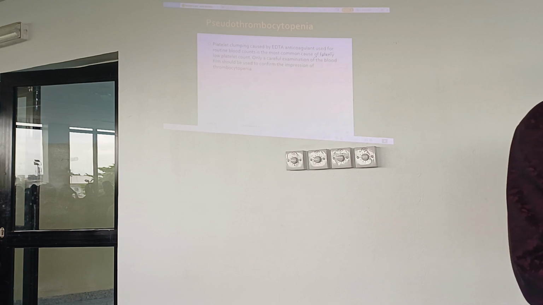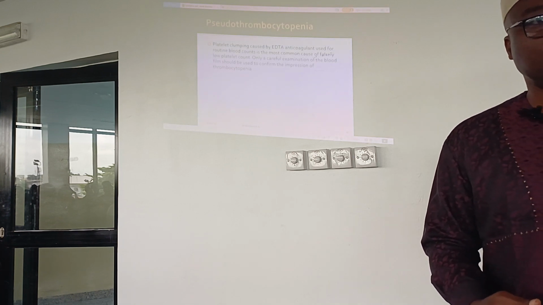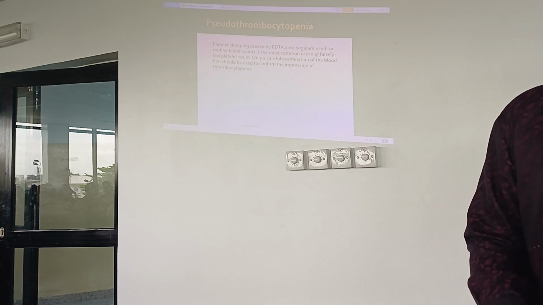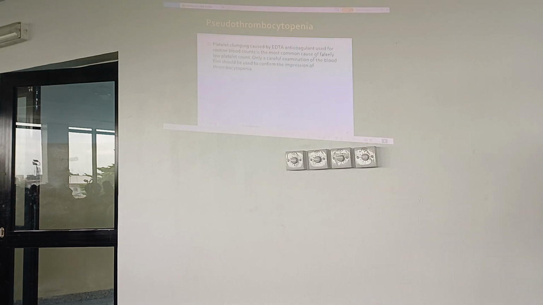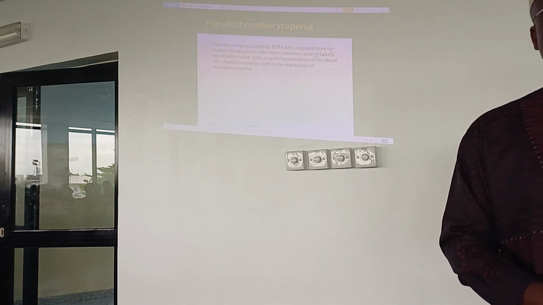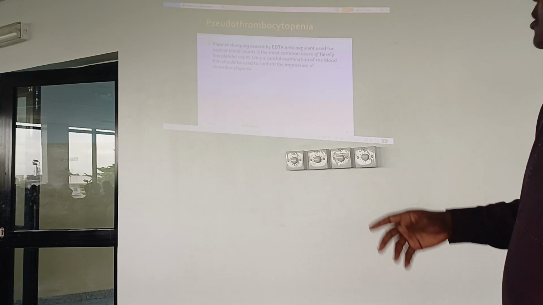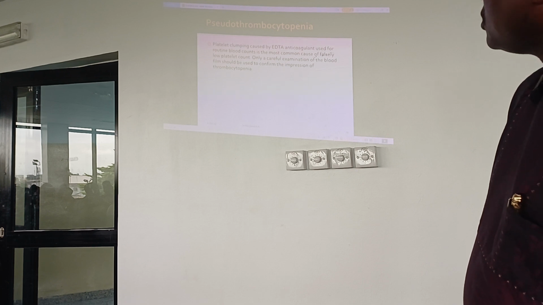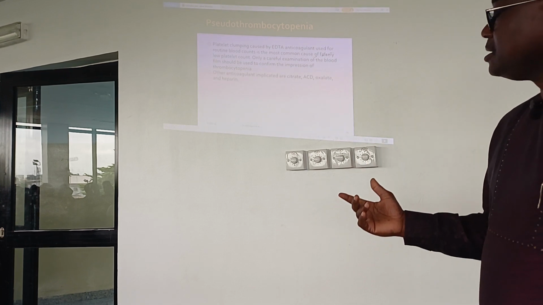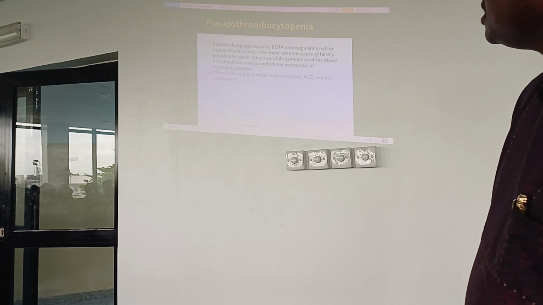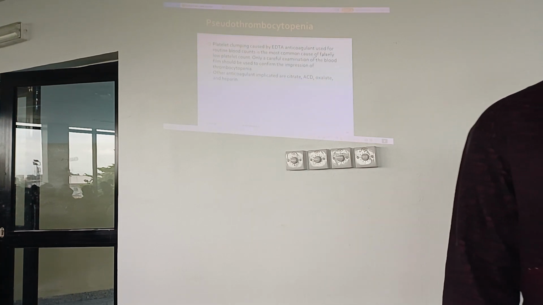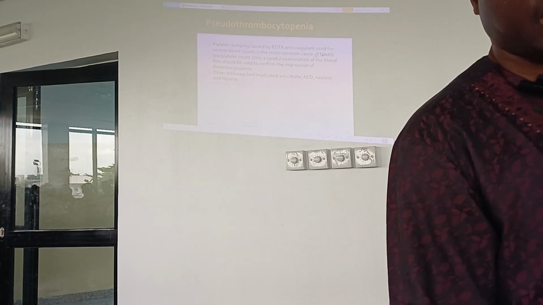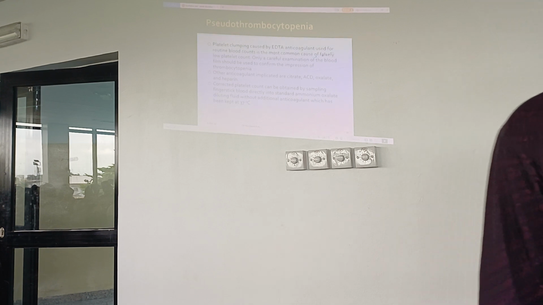But in vitro, because of what you have done to the sample, when you do a full blood count you'll get a platelet count lower than what is in the individual. So it's called pseudothrombocytopenia. Other anticoagulants can also cause it, like citrate and ACD. What's ACD? Acid citrate dextrose can also cause clumping. Oxalate and heparin, all these anticoagulants can cause platelet clumping.